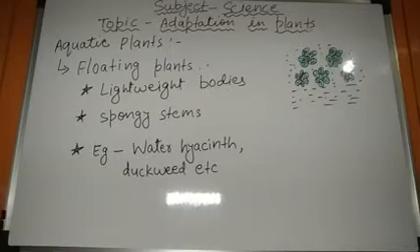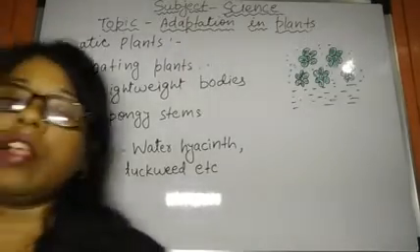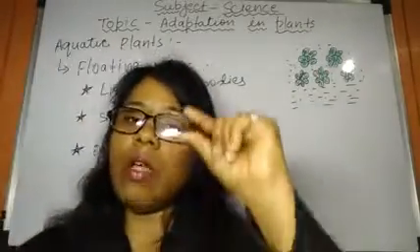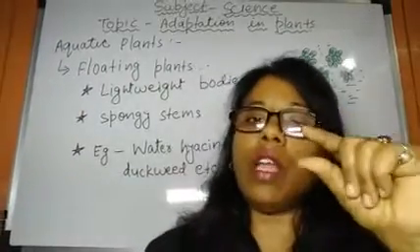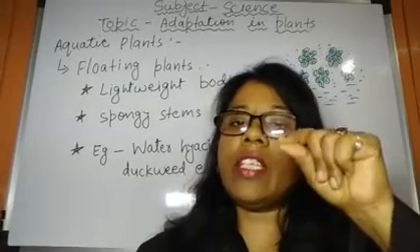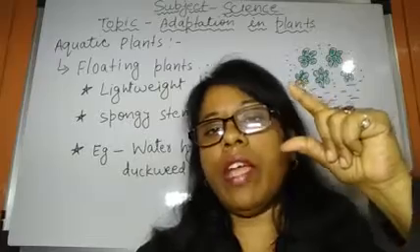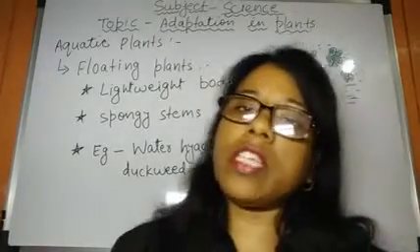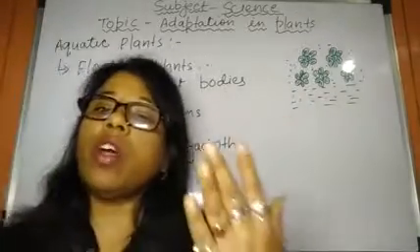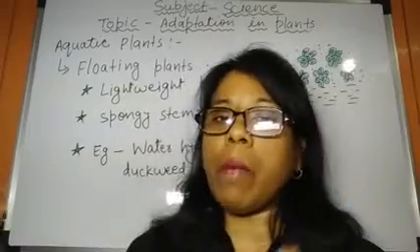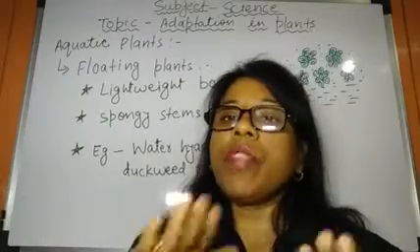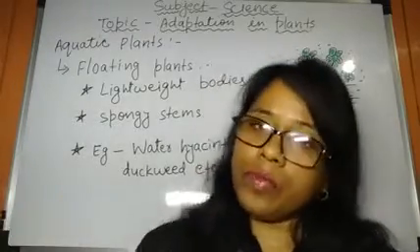So what are the qualities? They are lightweight bodies. The floating plants have lightweight bodies and spongy stems. Means when you touch the stem of the floating plants, if you press it, it will change its shape, and when you leave it, it will take its original shape. So this is spongy stem and lightweight bodies. This spongy stem and lightweight bodies help the plants to float on water. Because of lightweight and spongy bodies, it floats on water.